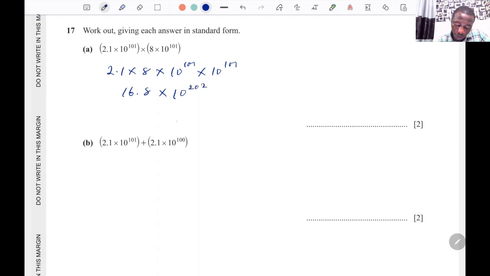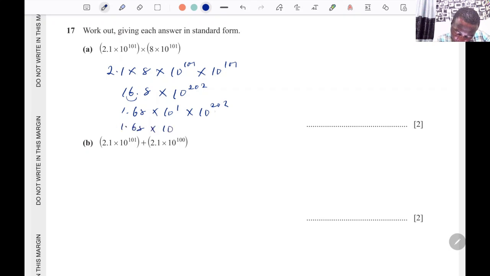But we can't answer like this because 16.8 is not in standard form. Standard form means the decimal point has to come after the first number. So that will give us 1.68 times 10 to the power of 1, because the decimal point moves once, so it becomes 1 here. Then times 10 to the power of 202.